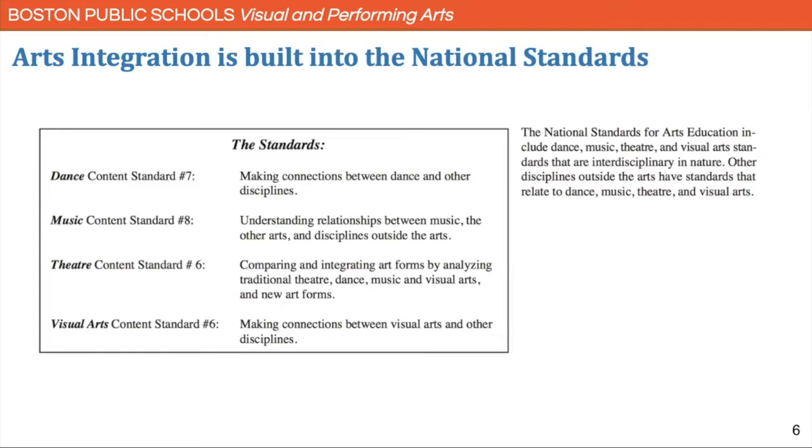And in fact, arts integration is built into our national arts standards. For example, in the dance standards, making connections between dance and other disciplines. Under music, we have understanding relationships between music, the other arts, and disciplines outside the arts. For theater, we have comparing and integrating art forms by analyzing traditional theater, dance, music, and visual arts, and new art forms. And under visual arts, making connections between visual arts and other disciplines. So the idea of integrating art forms with other subject areas for exploration is part of our national standards.